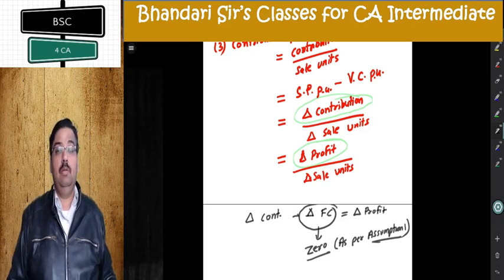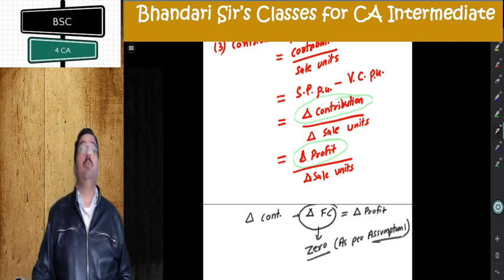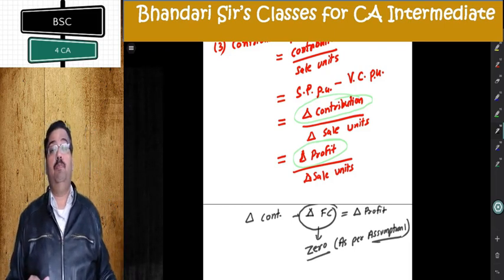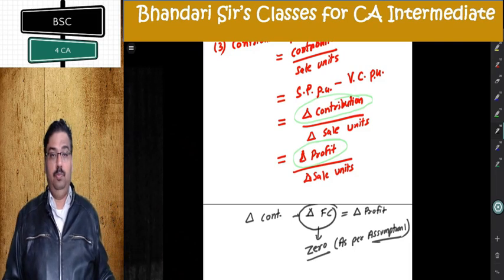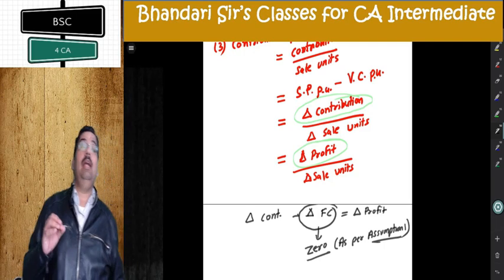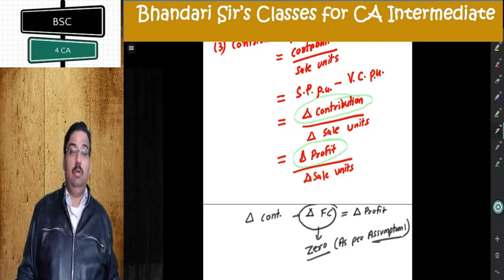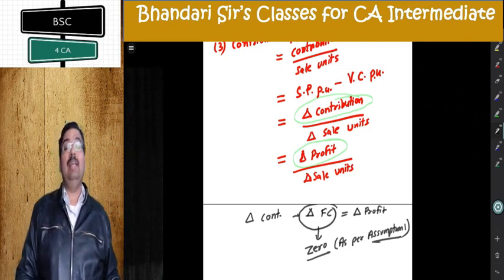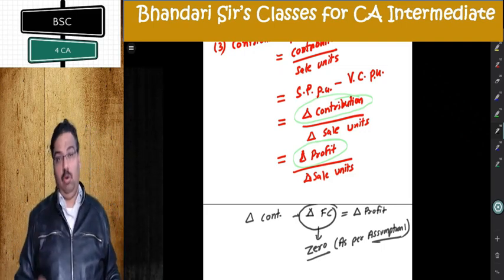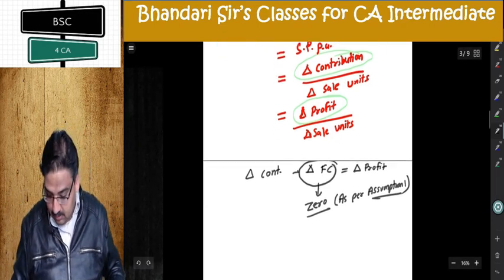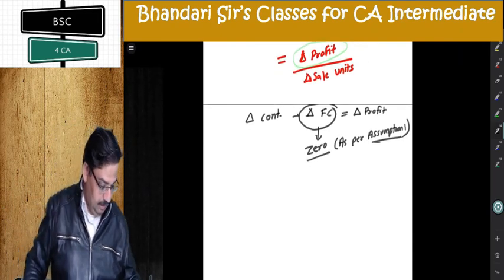Next concept here is profit volume ratio. Now what is profit volume ratio? Profit volume ratio is a profitability ratio. It is a relative concept. It has similarities with how we calculate gross profit ratio in financial accounting. It is relative contribution, contribution relative to sales. So I'm writing this B concept.